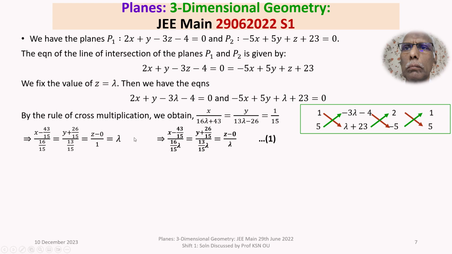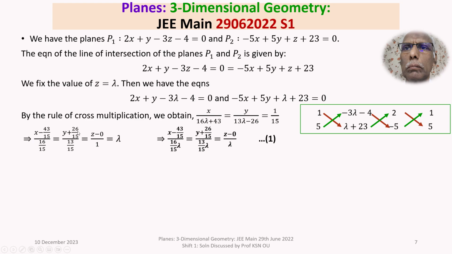So from this we want to write lambda. How do we write it? x by 16 lambda plus 43 is equal to 1 by 15. Then x will be equal to (16 lambda plus 43) by 15, and that is 16 by 15 lambda plus 43 by 15. Send that 43 by 15 to the other side. Then it is x minus 43 by 15, and the lambda value will be by 16 by 15.